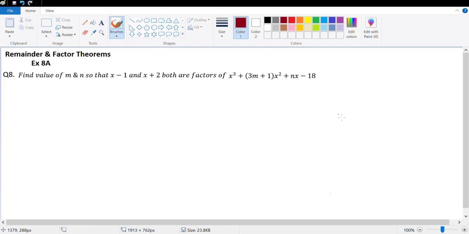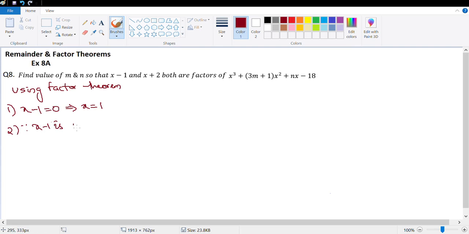So question number 8 says, find the value of m and n so that x minus 1 and x plus 2 both are factors of the given polynomial. So using the factor theorem, what we have is x minus 1 is equal to 0. This gives us x is equal to 1. Now since x minus 1 is a factor, therefore the remainder will be 0, which means f of 1 will be equal to 0.